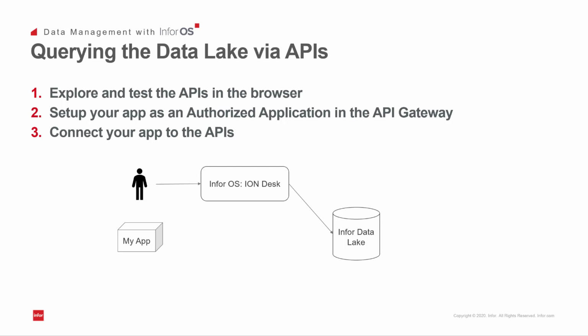As part of that step 1, we're going to take the role of an administrator, and we're going to use Ion Desk to go in and view what's in the data lake. Then we're going to use that same administrator role to go into the API gateway in the browser and view the APIs there and test them. And then the last step, of course, numbers 2 and 3, will be for you to go in and connect your app to those same APIs that we have explored and tested. Let's go ahead and get started.